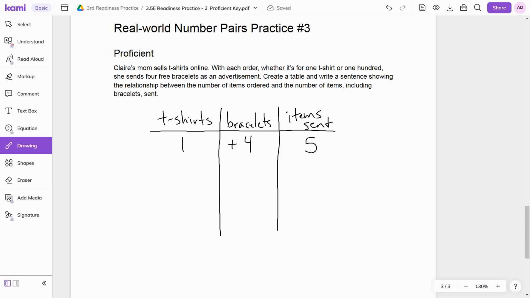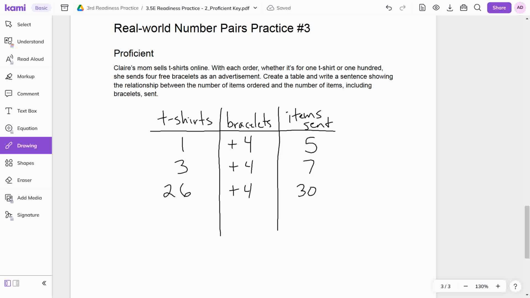But what if I ordered 3 t-shirts? Well, you still get 4 bracelets because it says with each order, whether it's for 1 t-shirt or 100, she's going to send you 4 free bracelets. So that's going to get you a total of 7 items sent, 3 t-shirts, 4 bracelets. What if it's 26 t-shirts ordered? Well, you're going to get 26 t-shirts and you're going to get 4 bracelets. So that's going to get you 30 items sent.